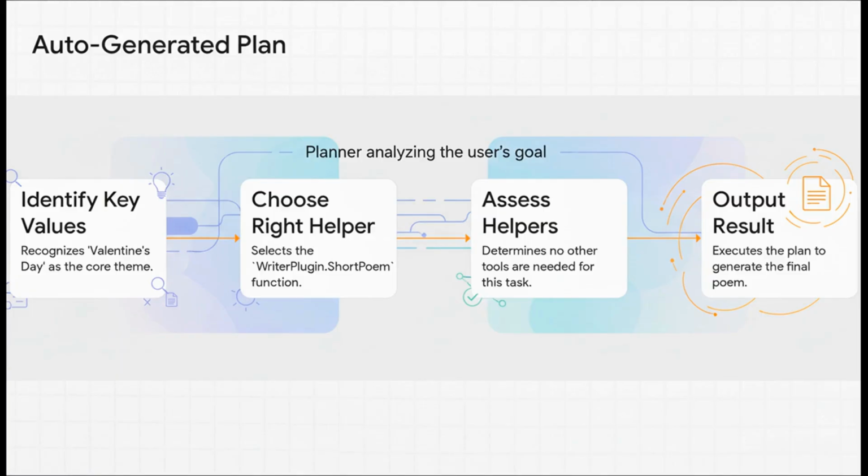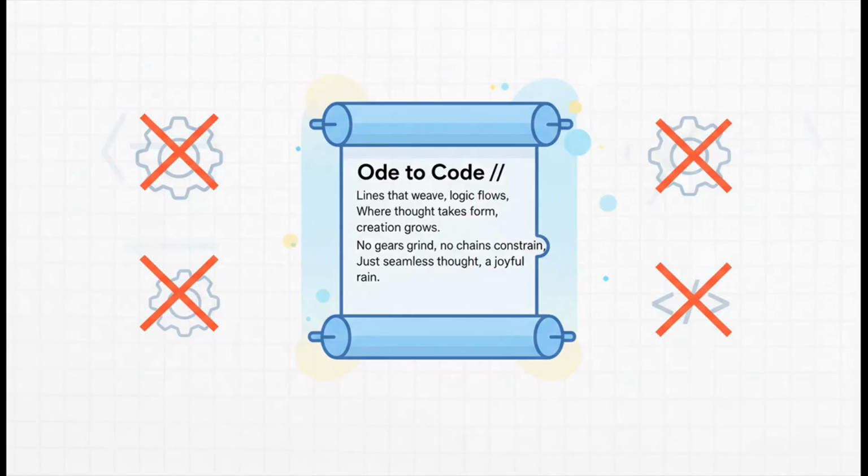It figures out, okay, I need to use the writer plugin for this, and builds the whole sequence of actions automatically. It's like it's writing the orchestration code for you in real time. And boom, there's the result. A poem generated completely automatically. This just shows the power, right? Semantic Kernel can take that high-level, vague goal and turn it into a concrete set of actions, chaining your functions together without you having to write a single line of that complex if-this-then-that logic.